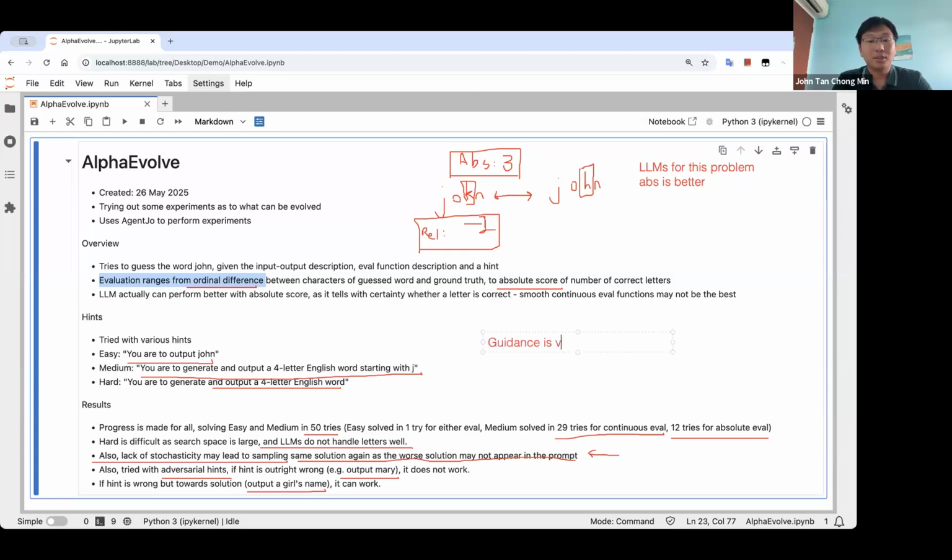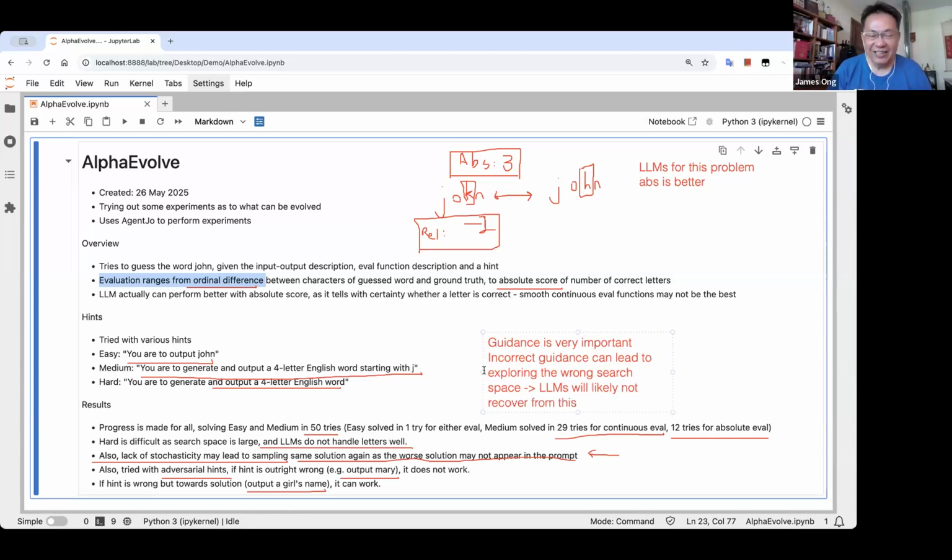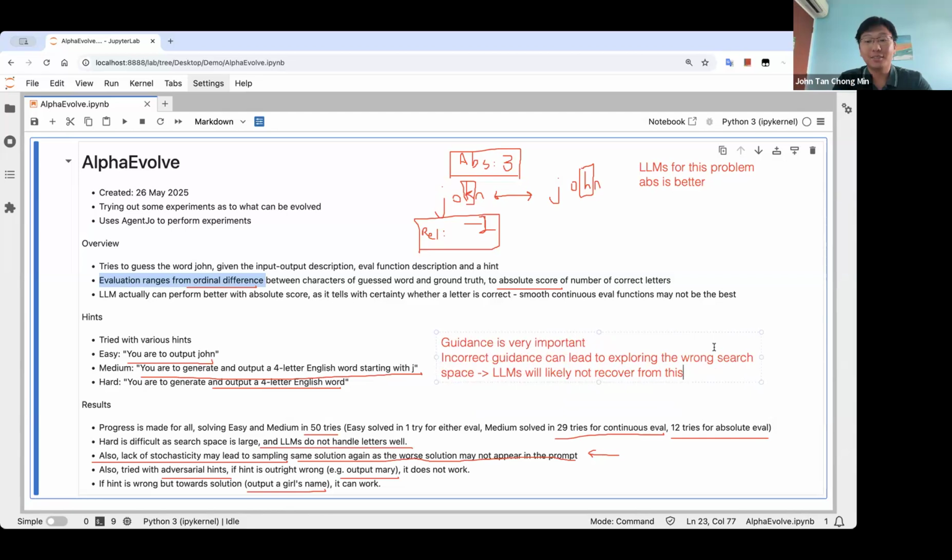This is something I want to highlight: the guidance is very important. Incorrect guidance can lead to exploring the wrong search space, and the LLMs will likely not recover from this. This is very, very important. I have tried this, and this is why the AlphaEvolve paper, as much as it is a breakthrough, comes with a lot of human guidance, in my opinion. Otherwise, how can you beat Strassen's algorithm just by LLM search? It really requires some kind of insight. Derek, you want to say something?